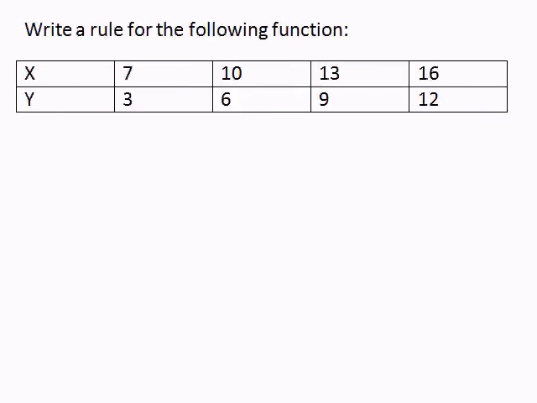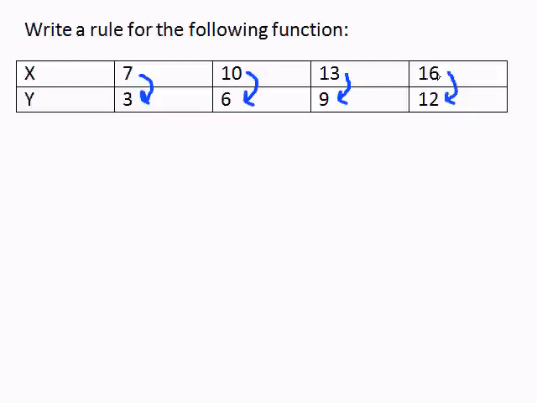See if you can find an equation for this table. Press pause, and when you're ready to see the answer, please press play. Okay, let's take a look at it. 7 to 3. Well, that's a little weird. You definitely didn't add something. Okay, let's see if we can find a pattern. 10 to 6. 13 to 9. 16 to 12. Looks like you're going down every time.